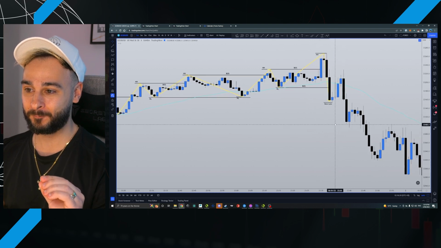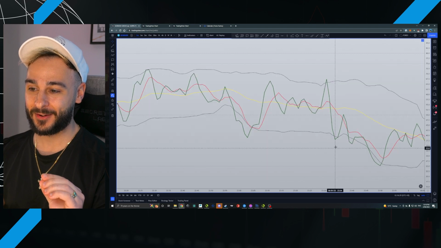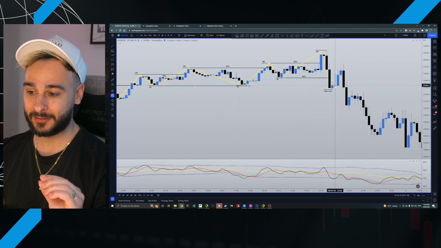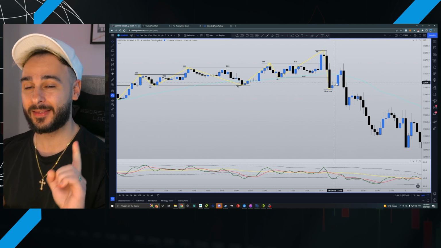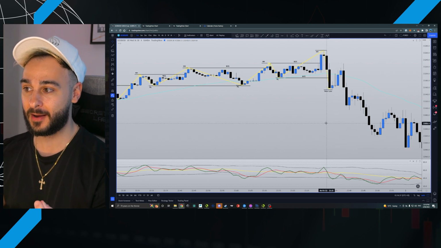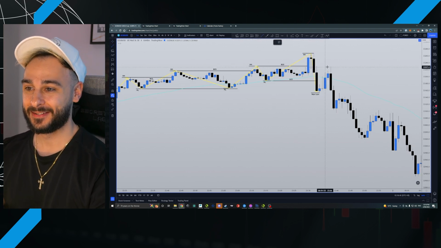All right. I can guarantee there's probably a shark fin here as well. Yep. So there's the shark fin. If I was to enter on this, I would have probably been stopped out because price didn't move any higher. That's how I'm being selective following the market. Rinse and repeat.